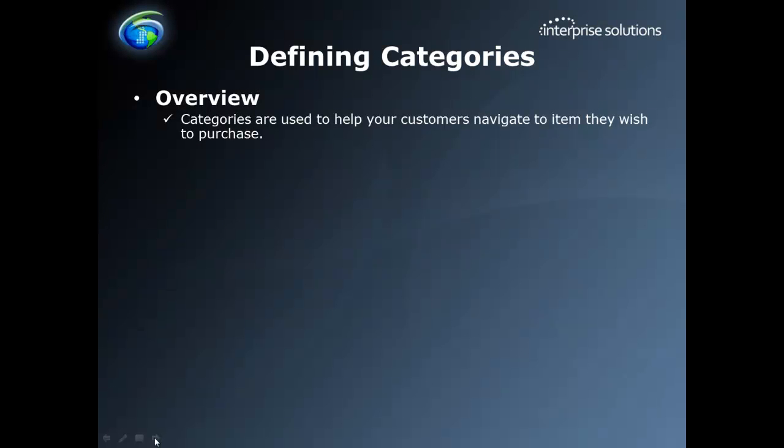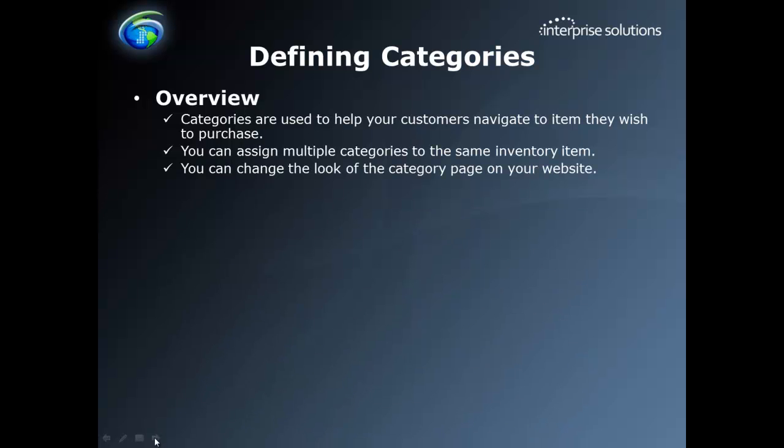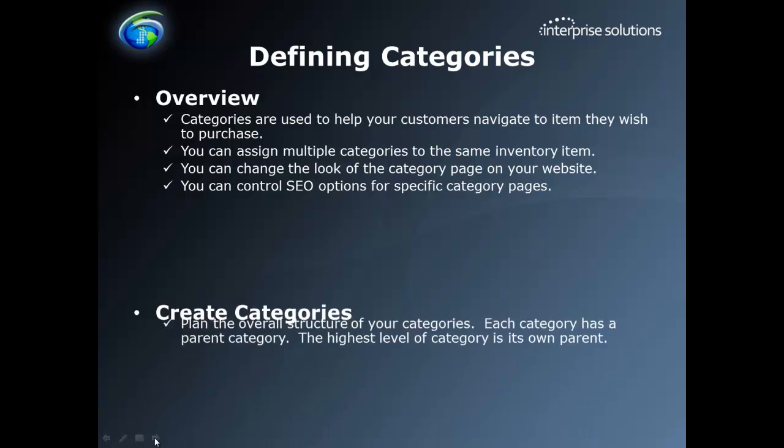Categories are used to help your customers navigate to the items they wish to purchase. You can assign multiple categories to the same inventory item. You can change the look of the category page on your website. You can control the SEO options so that you move up on your Google rating for specific category pages.